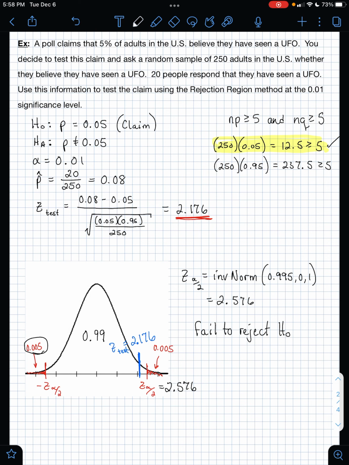So our conclusion statement is that, well, let's take a look at our decision here. Our decision is that we fail to reject h sub 0. And h sub 0 was our claim. So our conclusion is that we do not have enough evidence to reject the claim.